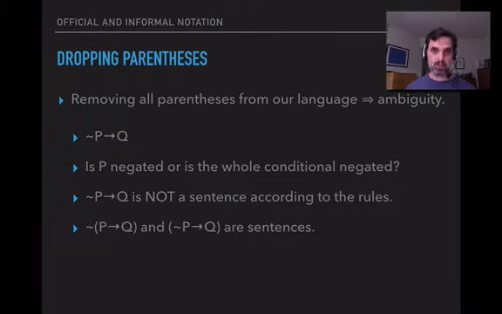Those two things are sentences. Whenever you have a two-place connective, the arrow, the double arrow, the conjunction, or the disjunction, you have to have a pair of parentheses to go with it. And negation P arrow Q doesn't have that pair of parentheses, so it's not a sentence.